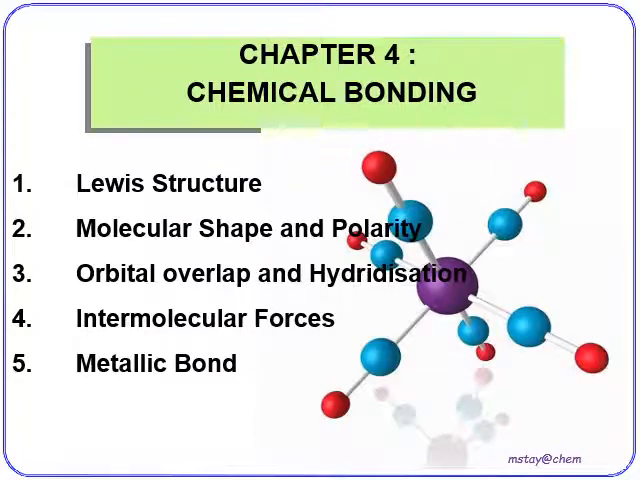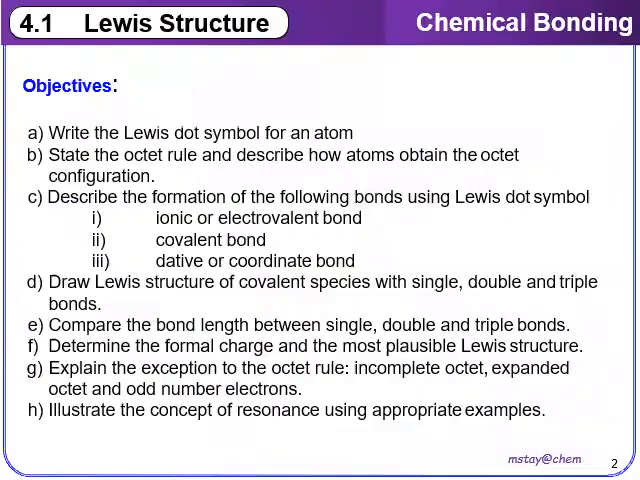Hello, welcome back. Today we are going to start with chapter 4, chemical bonding. In this chapter we have 4 subtopics: Lewis structure, molecular shape and polarity or hybridization, intermolecular force, and also metallic bond. There are 8 objectives under the subtopic of Lewis structure, but in this video we are focused on the first 3 objectives: Lewis dot symbol, octet rule, and also the formation of ionic, covalent and dative covalent bond.